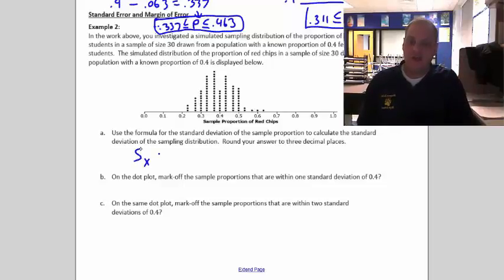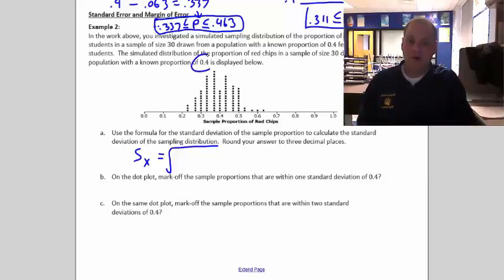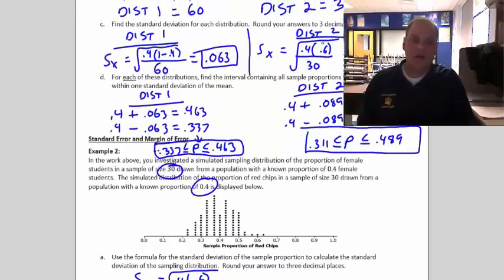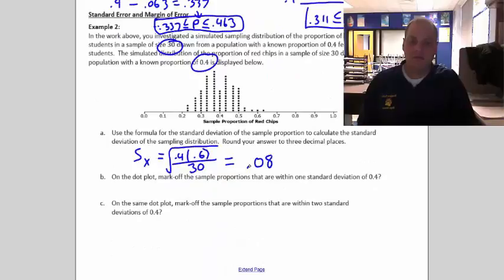So standard deviation we know is the square root of, we need P, okay? So P is 0.4. 0.4 times 0.6, because that's 1 minus P, and then divide by N, and it says the sample size was 30. So divide by 30. We actually already did this exact calculation. It's right here. So we already know it's 0.089. Just a different distribution, but it was the same numbers.